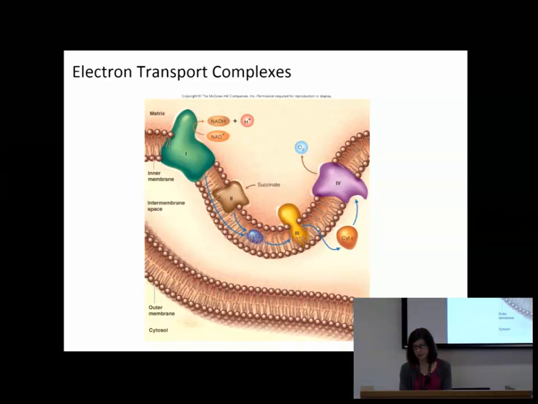Complex 3 gives the electrons to a cytochrome C. This cytochrome C can go into the intermembrane space and travels back to complex 4, which then gives its electrons to oxygen. We're going to get back to the differences between them, but what do you think?